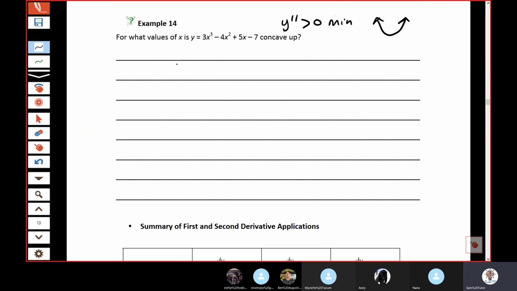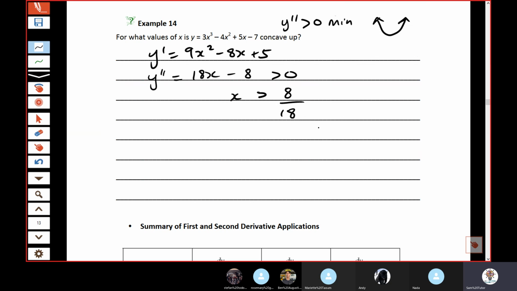Let's go. Y dash equals 9x squared minus 8x plus 5. Y double dash equals 18x minus 8. Make it greater than 0. I think we can all see, as long as x is, without it being simplified, greater than 8 over 18, the graph will always be concave up. Just from that, obviously, when is it not concave up nor concave down?